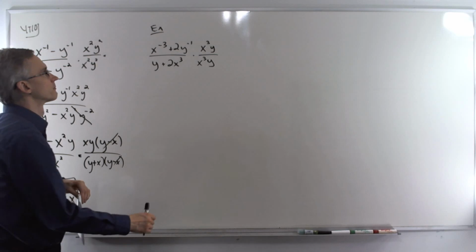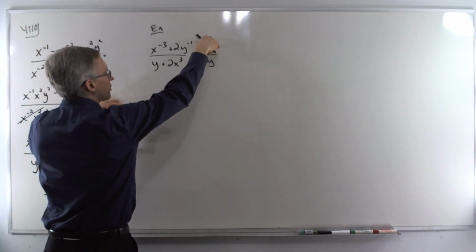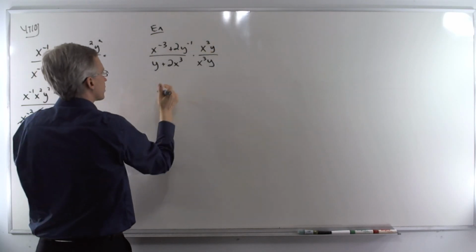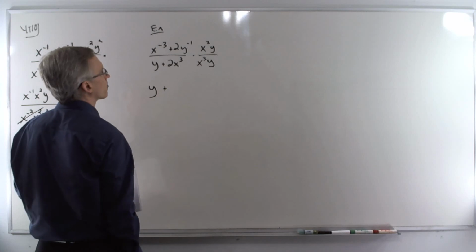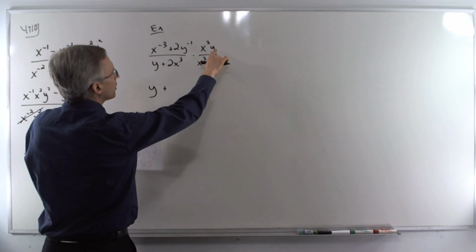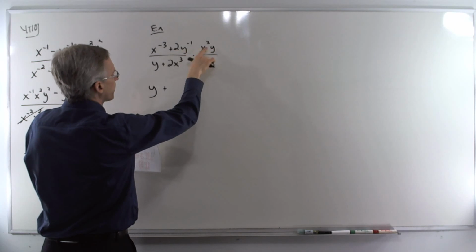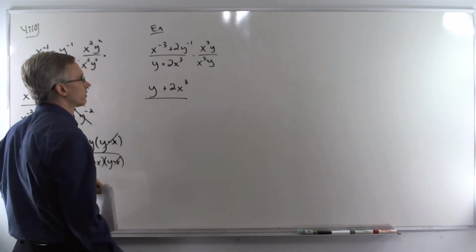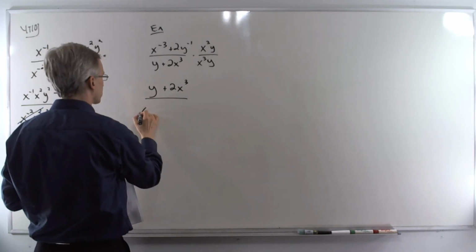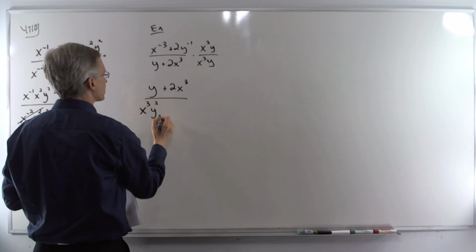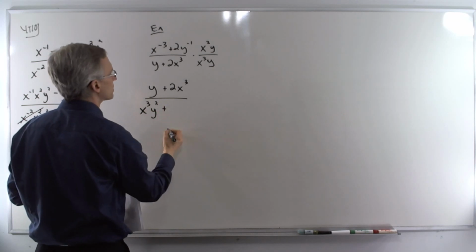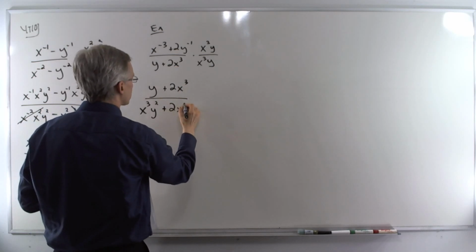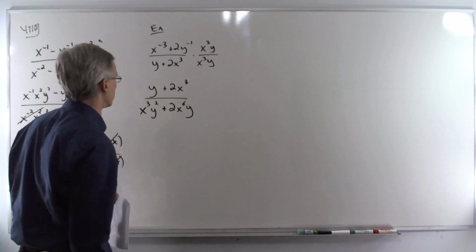Now let's distribute in. If I distribute x to the third y into here, x to the third and x to the negative third are going to cancel, leaving just y. And then over here, the y to the first power and y to the -1 cancel, leaving 2x to the third power. On the bottom, you can distribute in here to get x to the third y squared plus x to the third times x to the third is x to the sixth, so we get 2x to the sixth y.